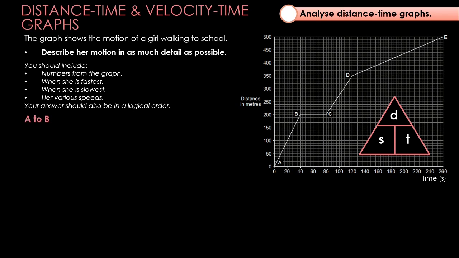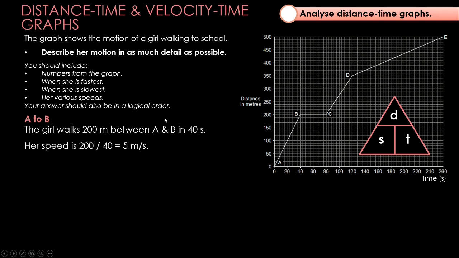Let's start with the journey from A to B. Well, from A to B, the girl walked 200 meters, so it started at 0, went up to 200, so 200 meters were walked, and it took 40 seconds to get there. Her speed then was 200 divided by 40, so meters divided by seconds, giving a speed of 5 meters per second. Next section, B to C.